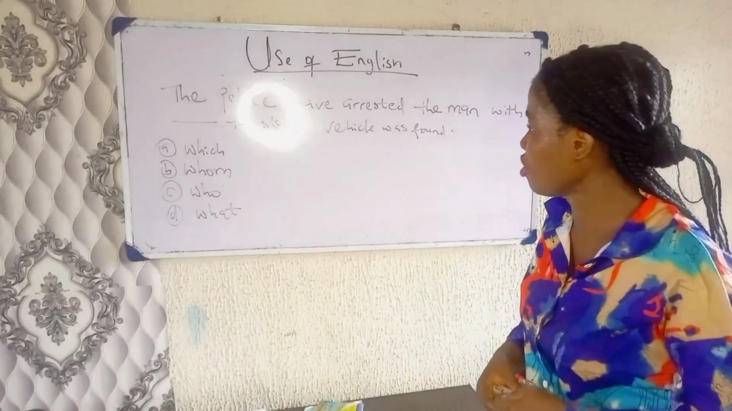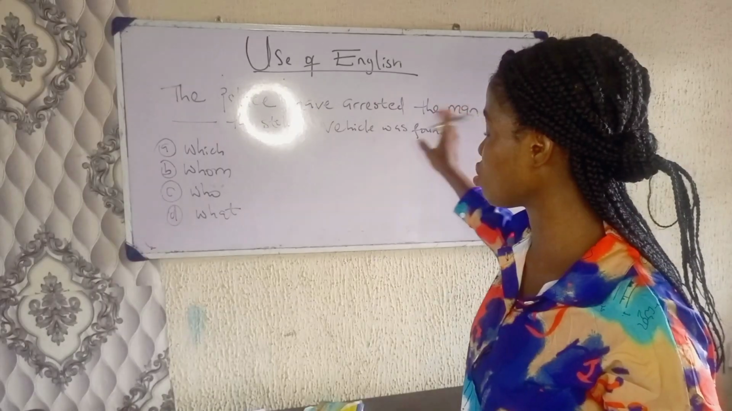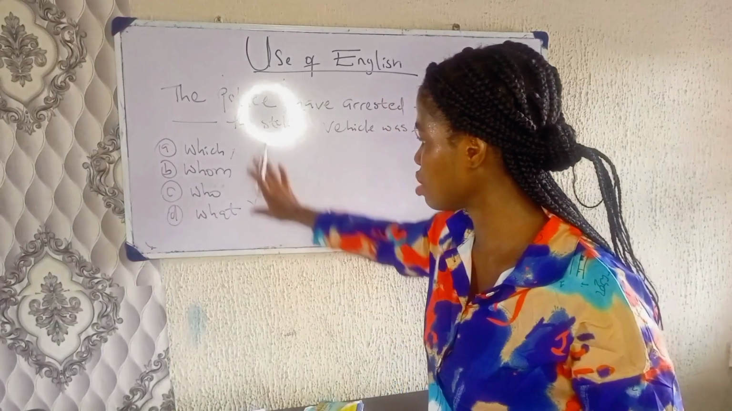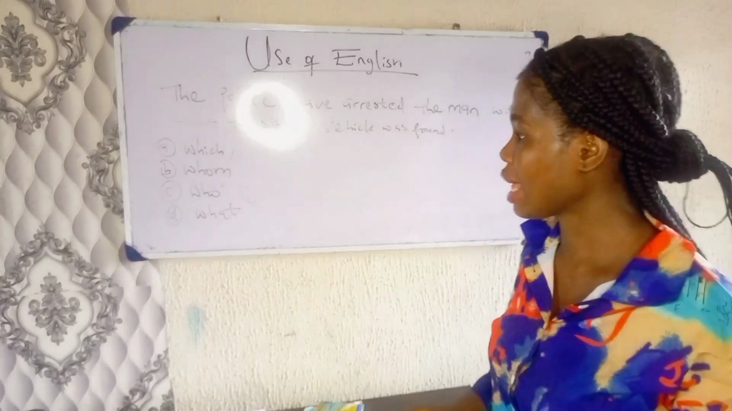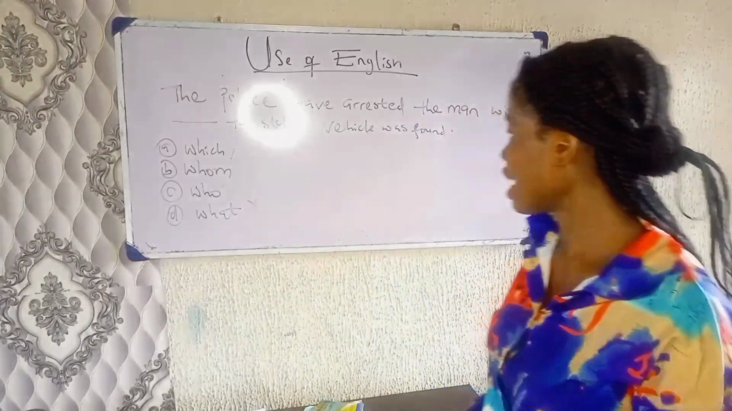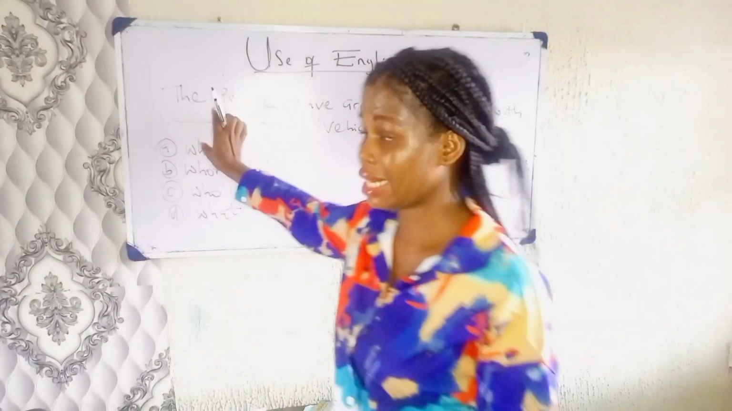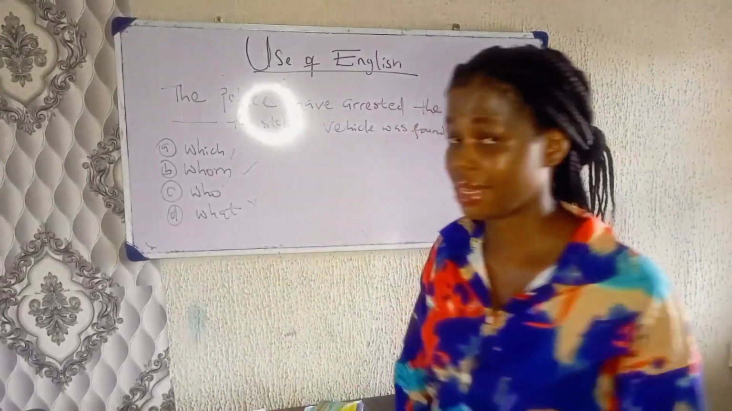First, we already know that when you're referring to a person, you don't use which and what. You don't use any of these. So we are left with whom and who. Now, which of them is correct? First, we have a preposition, with, before the gap. So that points to whom being the correct answer.